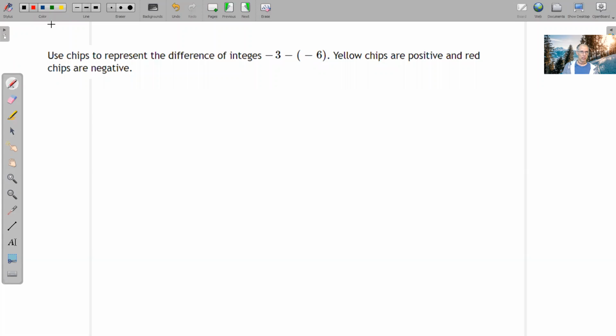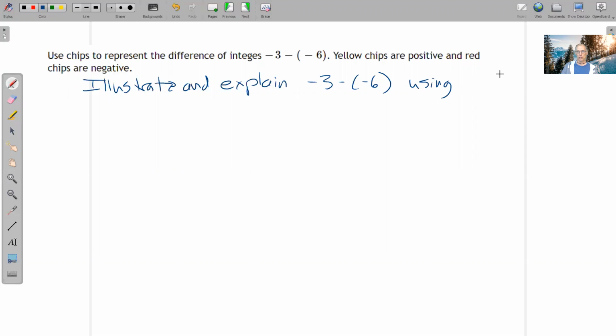So another way I could phrase this would be: illustrate and explain -3 minus -6 using differences and chips or charges.